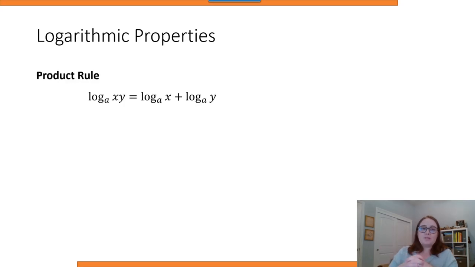There are a number of properties, and they might sound or feel familiar if you start thinking about exponent rules. These work pretty similarly because of their relationship to exponents. The first one is the product rule. If I have a log, and all the bases have to match for this, so I just have a generic log base a for each one of these.